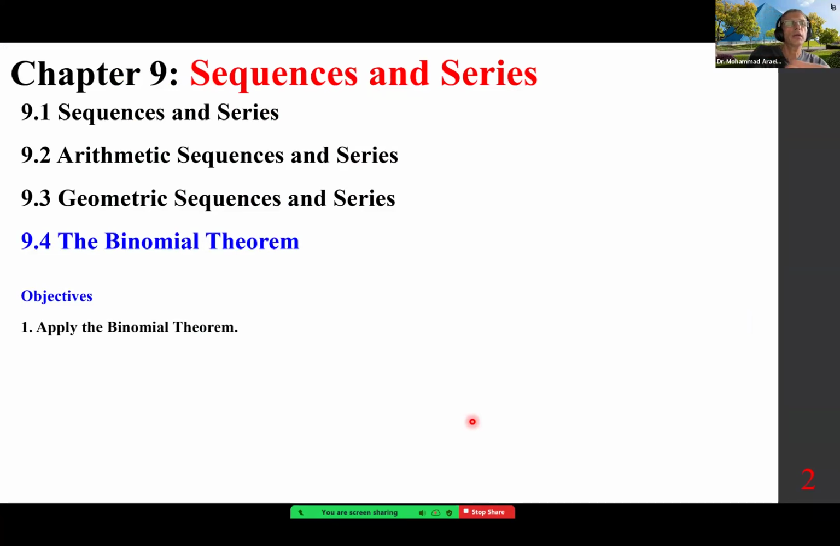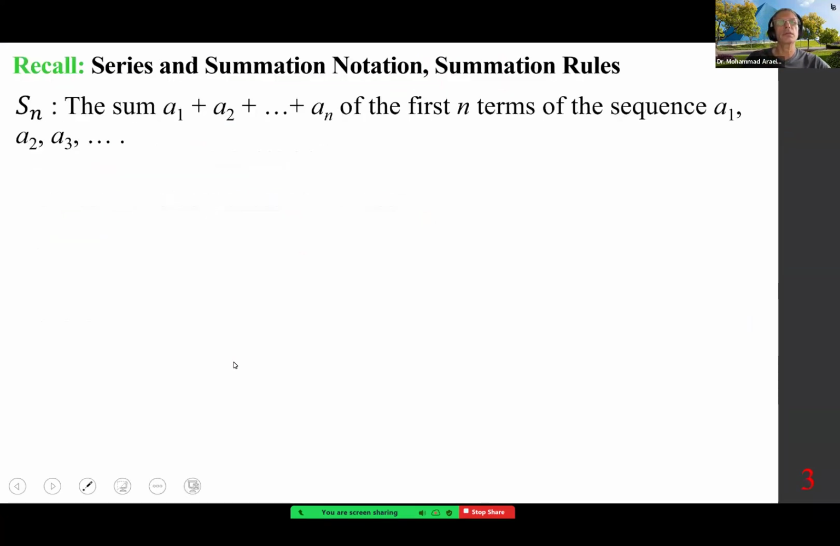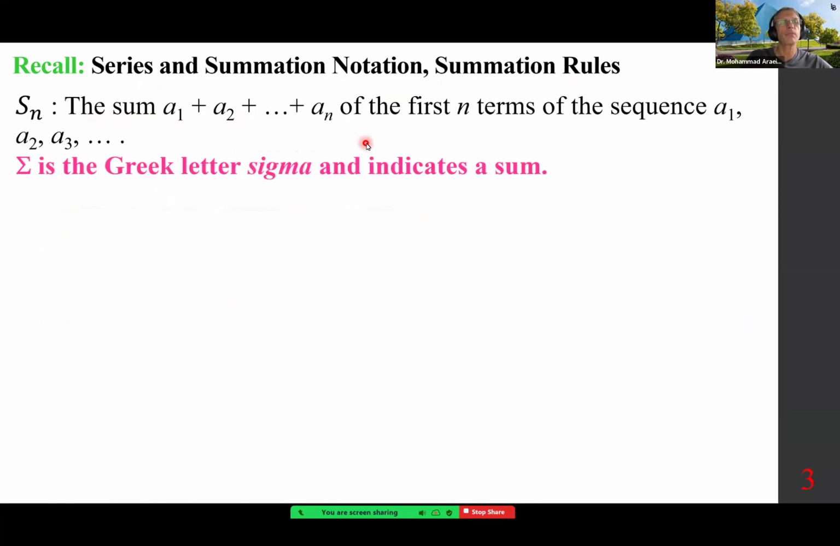So we covered sequences and series, arithmetic sequence and series, geometric sequence and series, and now the Binomial Theorem, and the objective is to apply the Binomial Theorem. So we looked at series and summation notation. S sub n, the sum of a sub 1 plus a sub 2 all the way to a sub n, the first n terms of a sequence.